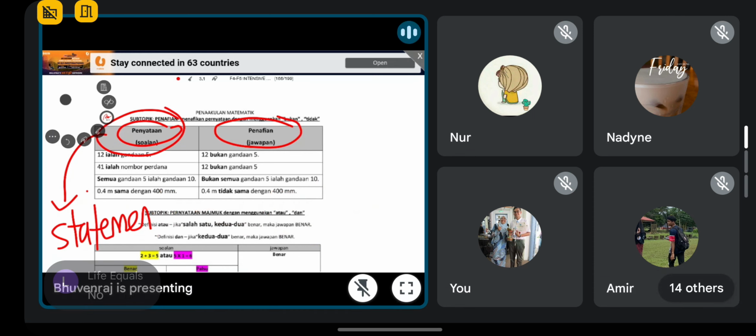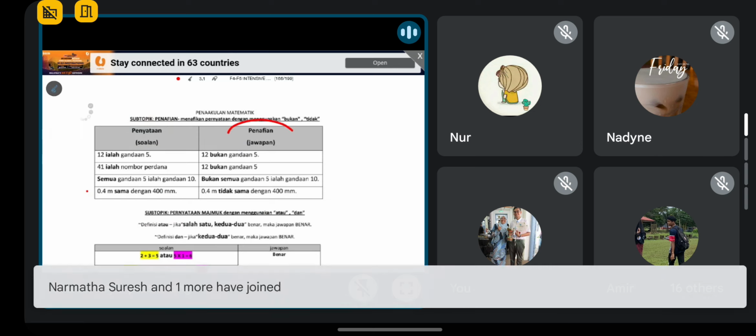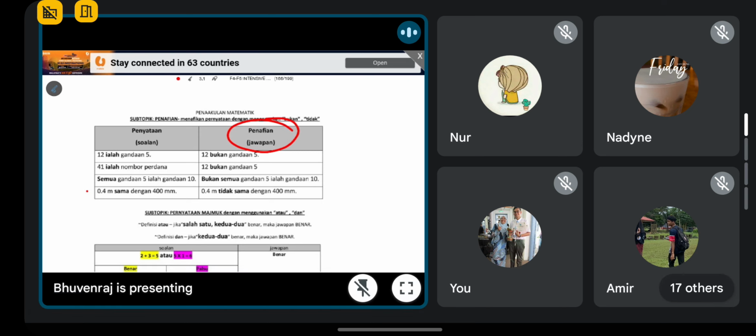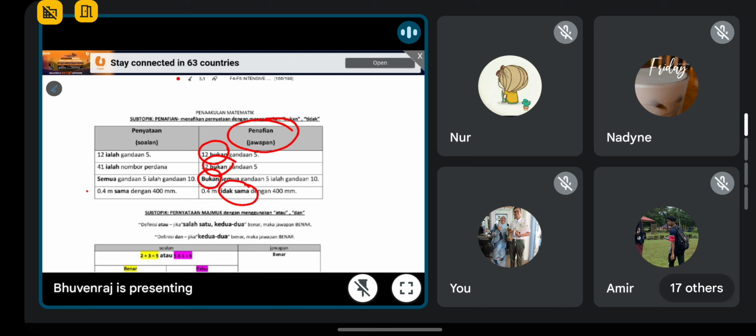If you can identify that it is a statement already, then you have to look into negation, penafian. Penafian sangat senang nak buat, guys. Very simple. You just add the word bukan, or not in English. Anything, you deny it. You just deny the statement. Nafikan pernyataan itu. This one is very easy to do. You can see the example here. 12 is a multiple of 5. 12 is not a multiple of 5.